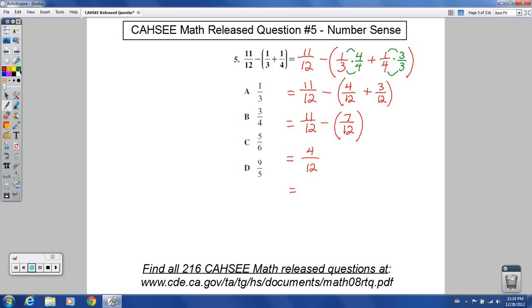Can you reduce this? Yup, you can go one more step. You can divide the top and the bottom by 4. That leaves you with a final answer of 1/3. Your final answer is choice A.